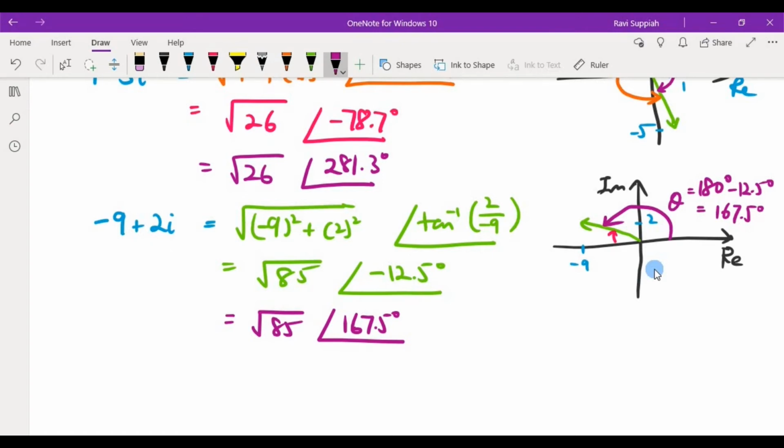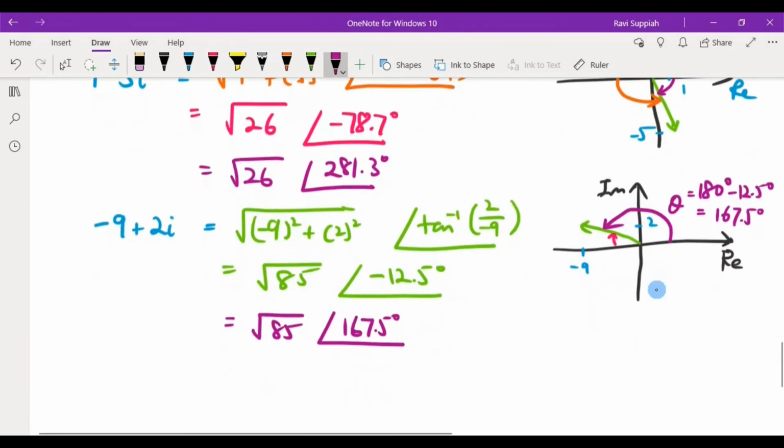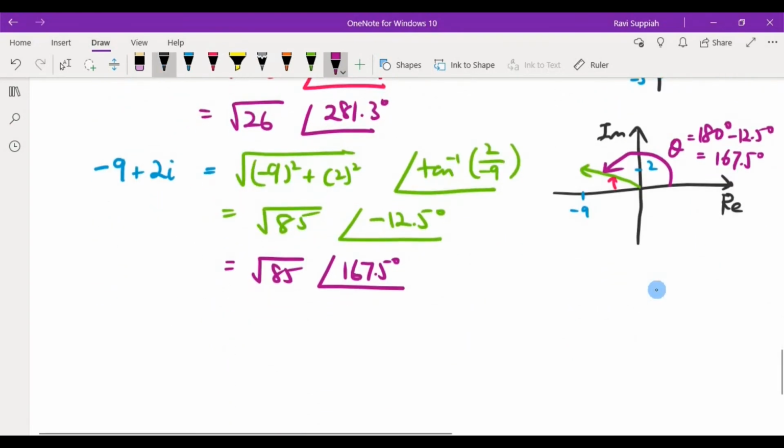Okay, so as you can see, the tricky part is when the angle is negative, you need to analyze which quadrant the complex number is going to lie in, and from there you need to deduce the actual angle. Okay, so now that we have converted both of them to their polar forms, we can proceed to perform the multiplication in the polar form.